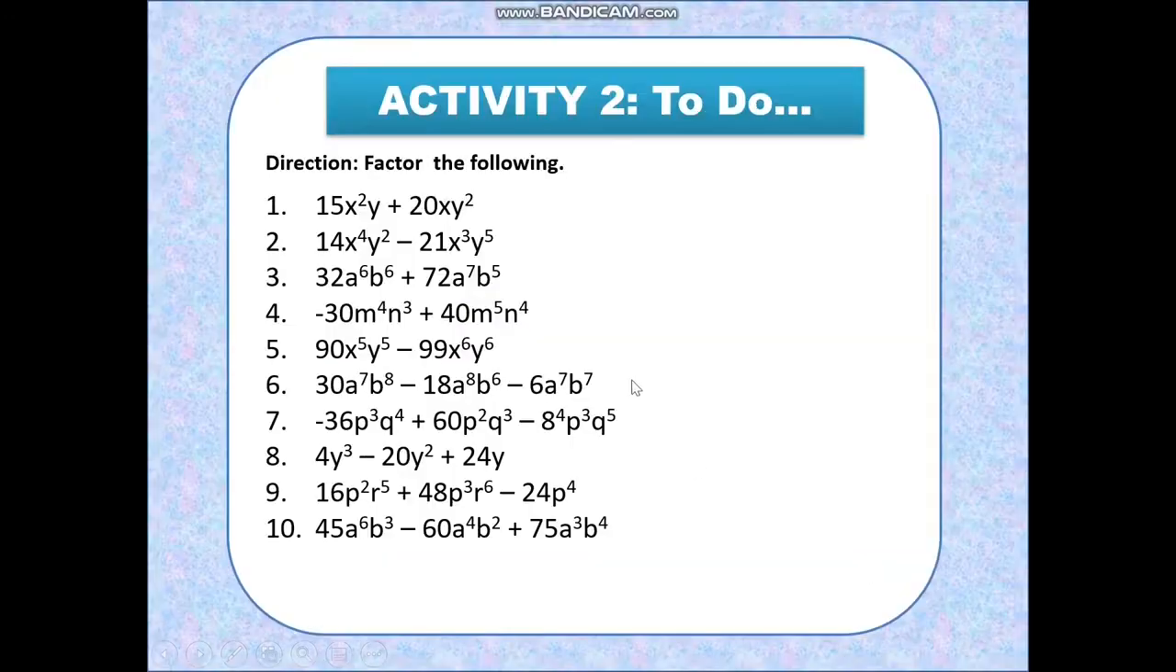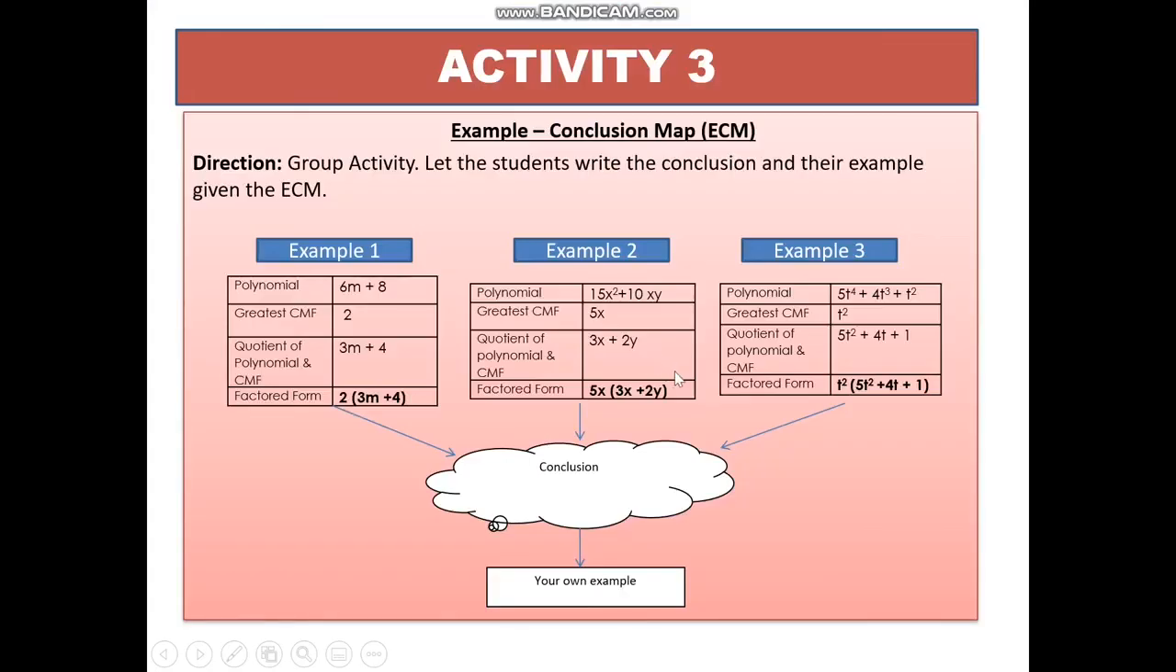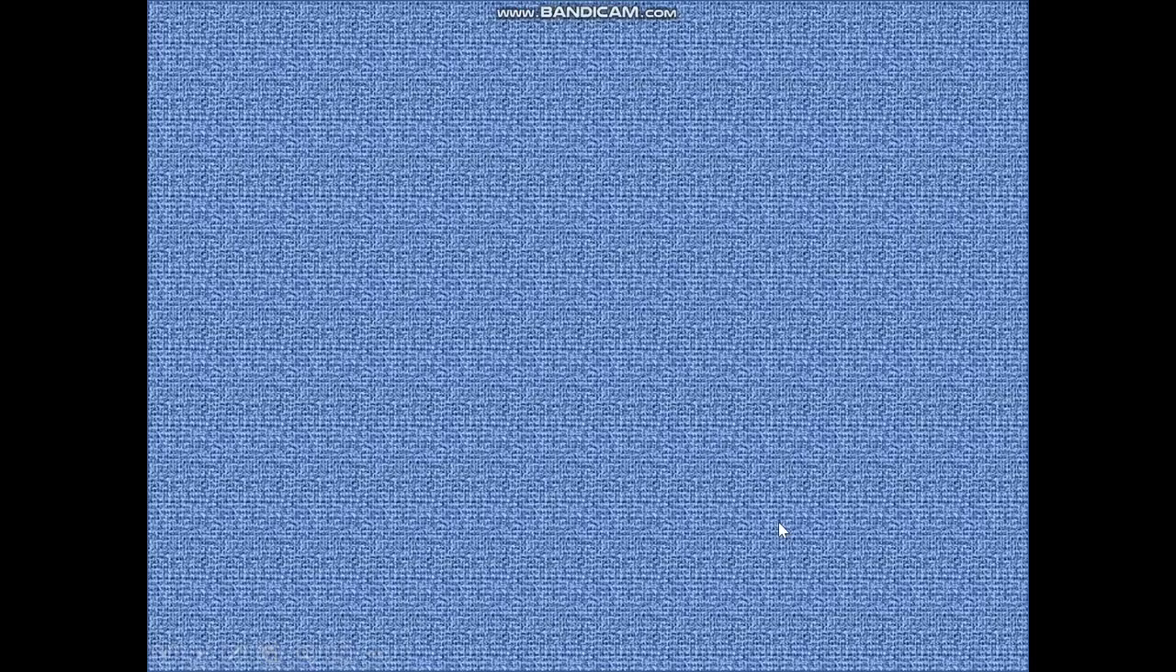So for activity 2, you can pause the video to answer. And for activity 3, this will be your assignment. You're going to write the conclusion under the given examples. You're going to study example 1, example 2, as well as example 3. Then you're going to write your conclusion on how they arrive at their factored form, and of course you have to write your own example.